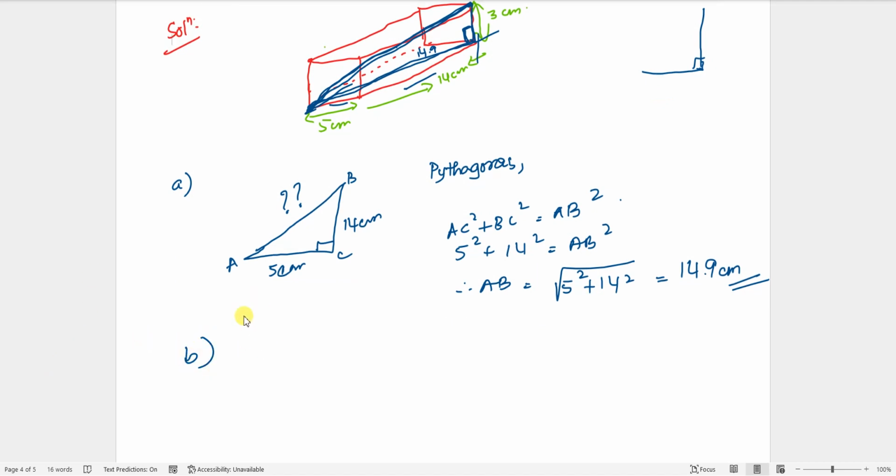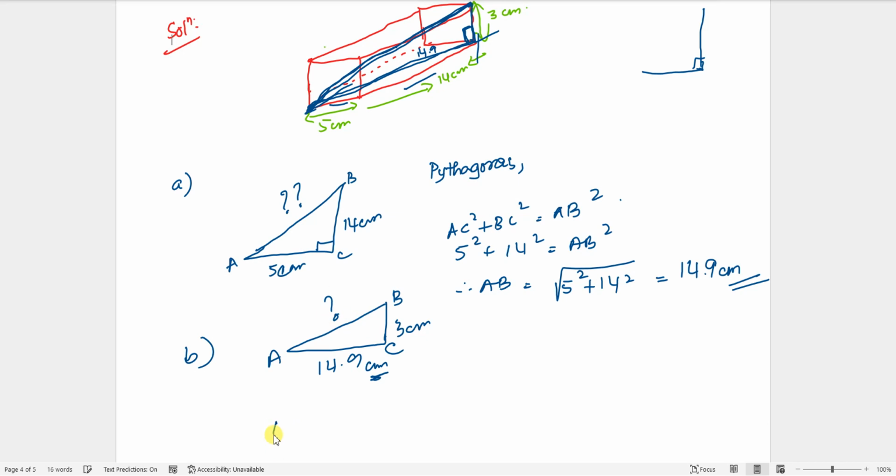Okay, let's draw the diagram again. Simplified diagram. Let's name them ABC. You can name anything you like. So AC is 14.9 centimeters. Always write it, don't forget this. It's a good habit. This is 3 centimeters, so we have to find this.